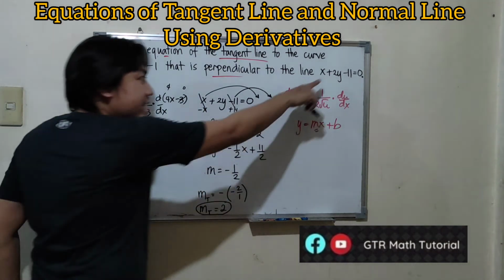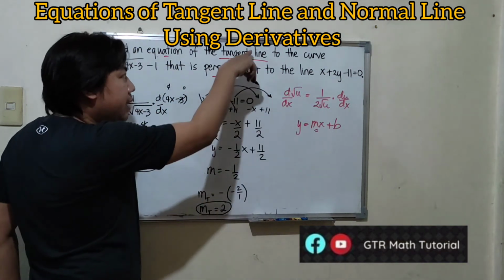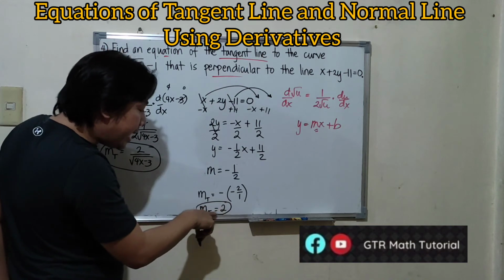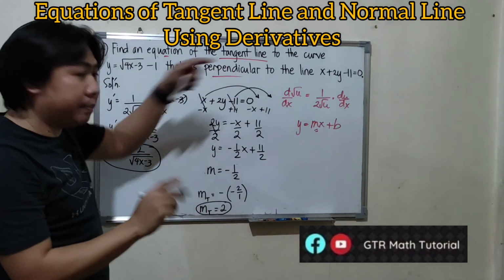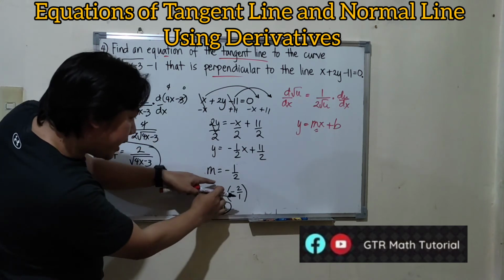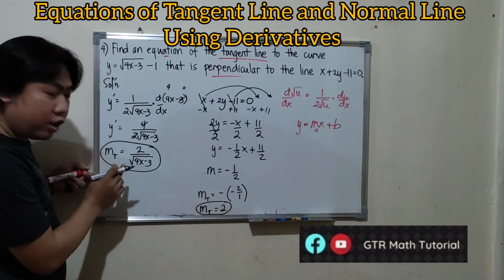The slope of this line is negative 1/2. The slope of the tangent line is the negative reciprocal because they are perpendicular. So that is the keyword, perpendicular. That's why we take the negative reciprocal. So now, we can solve the value of x.